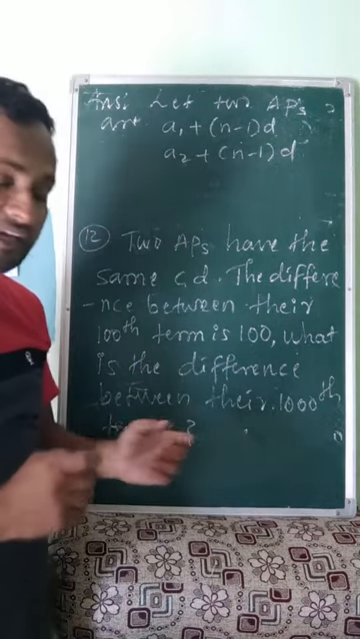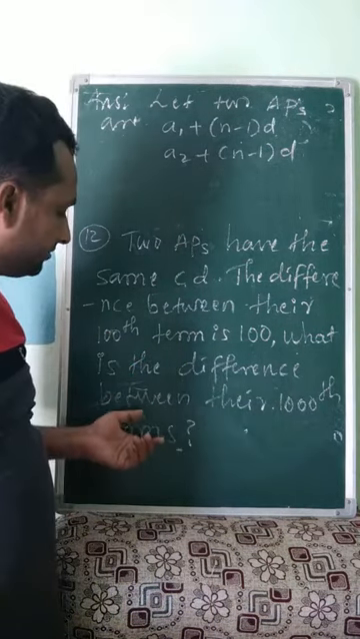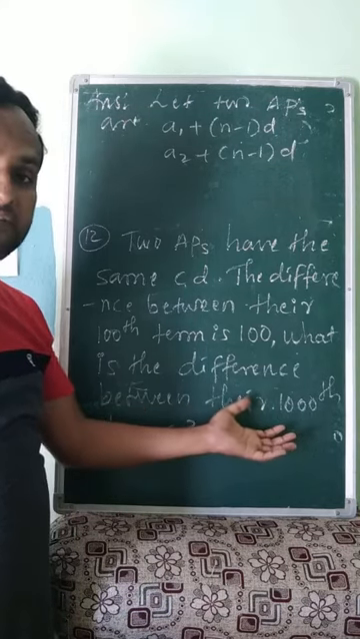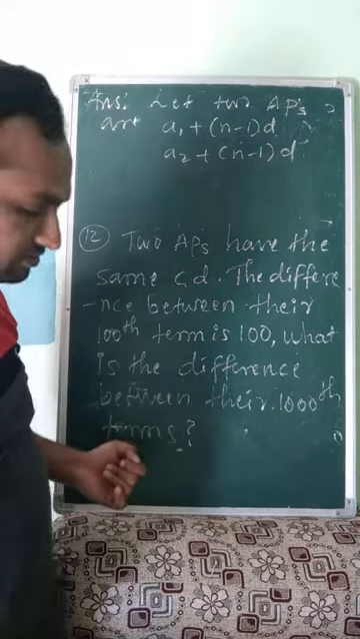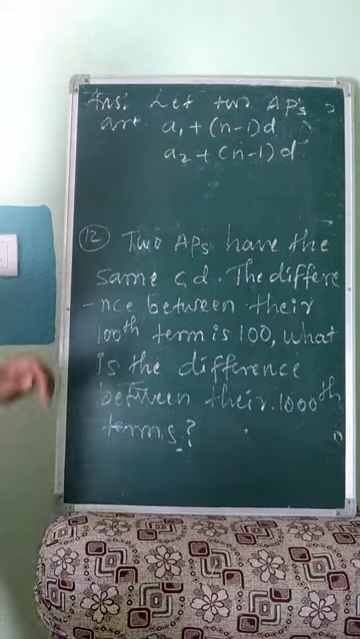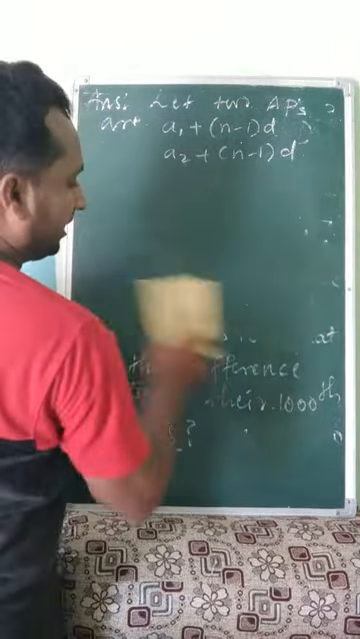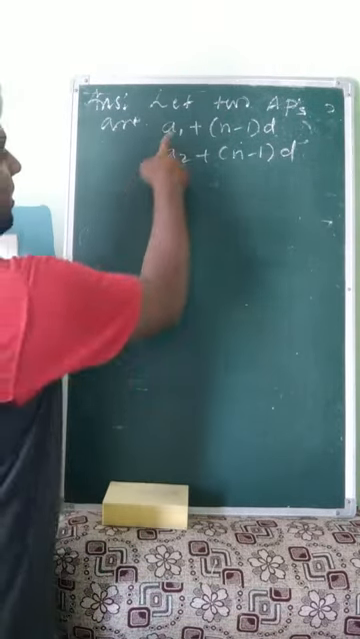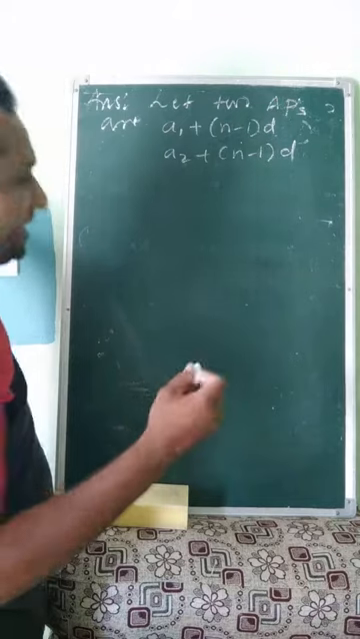You have to find here: the difference between the 100th terms is 100. Now the 1000th term, the difference between the 1000th terms, how much is it here? You have to find that. Now see, these are the two APs here. Now see how to find it. The 100th term difference is given as 100 here.